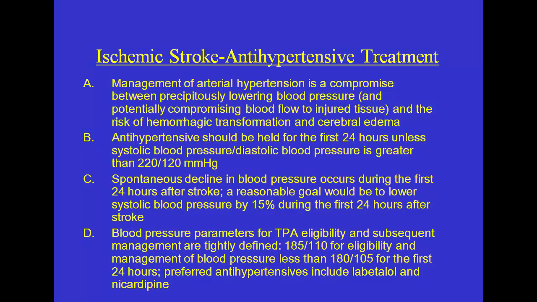There are very rigorously defined blood pressure parameters for TPA eligibility, and that's 185 over 110. You try to maintain the blood pressure less than 180 over 105 for the first 24 hours, with labetalol or nicardipine as your preferred antihypertensives, unless it's cocaine or something related and you want to use just the nicardipine.